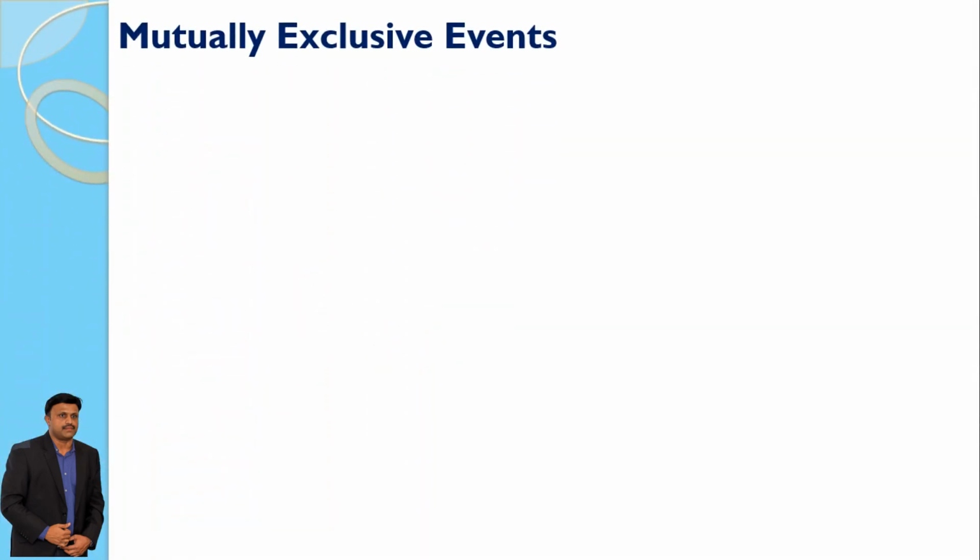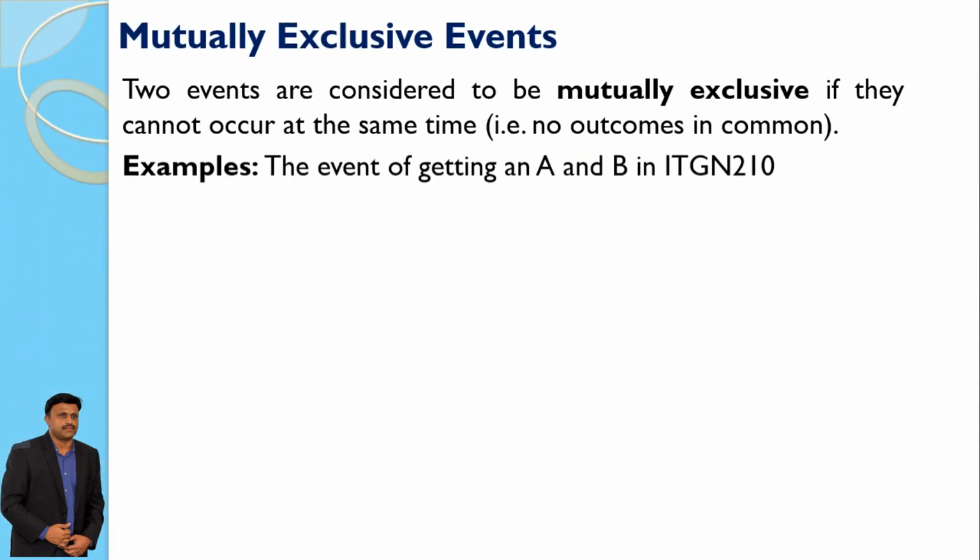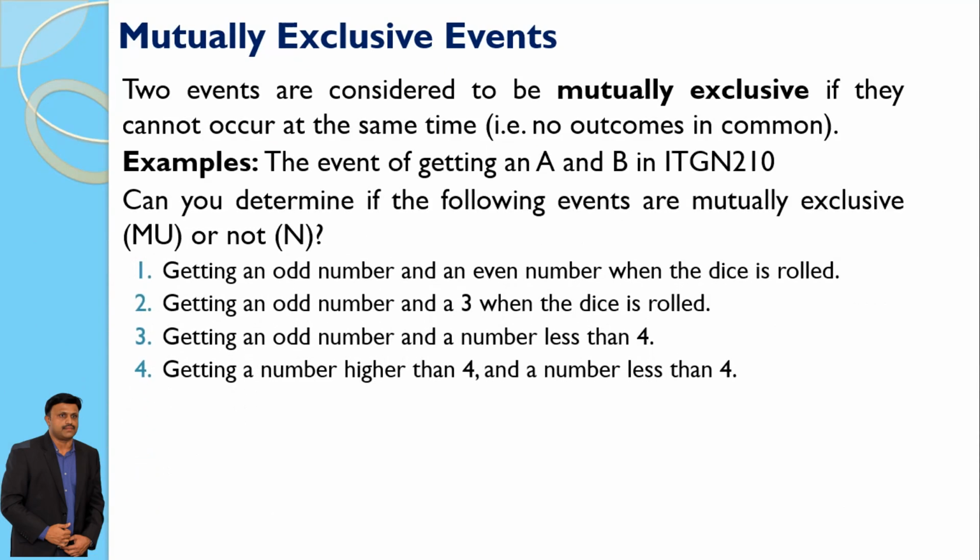Mutually exclusive events cannot occur at the same time. For example, getting an odd number and an even number on a dice roll are mutually exclusive. Determine if the given events are mutually exclusive or not.